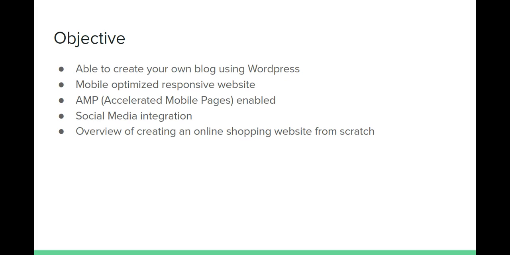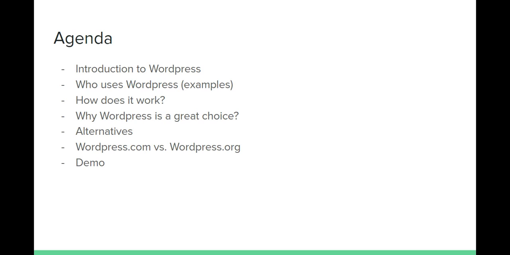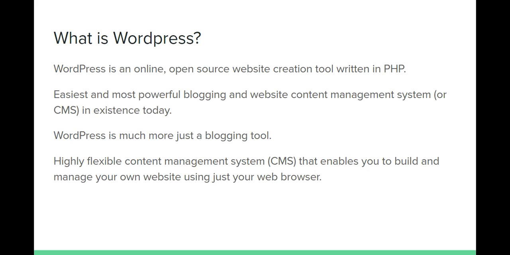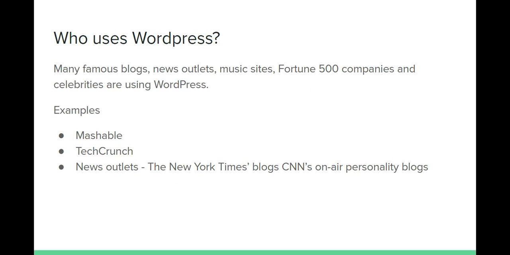We discussed the overall objective. You should be able to create your own websites using WordPress. You should be able to integrate social media. Also, you should be able to create an e-commerce website using WordPress. Well, this is a brief of the agenda that we discussed in our last session. We know WordPress is an online open source website creation tool, so it's absolutely free of cost. You don't have to really spend money to buy WordPress.